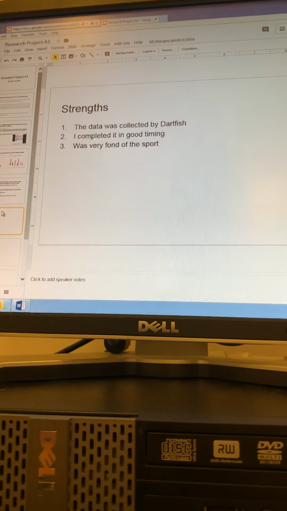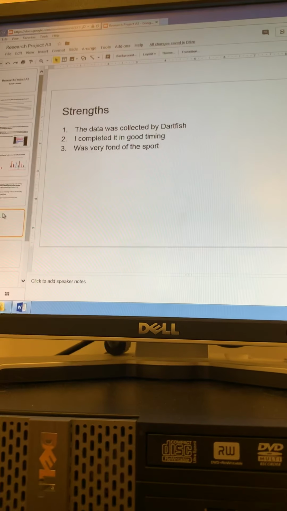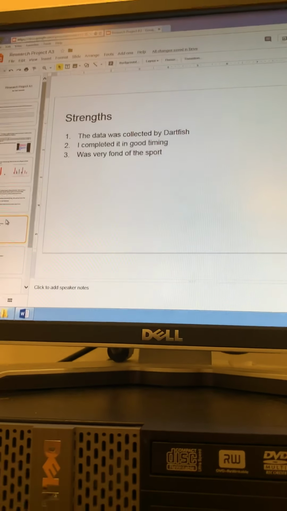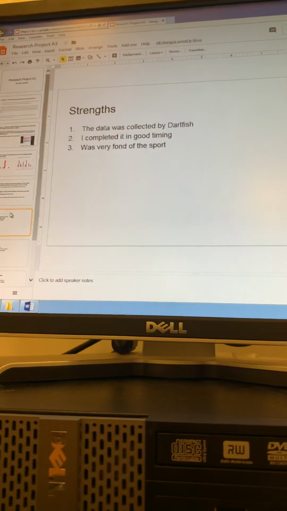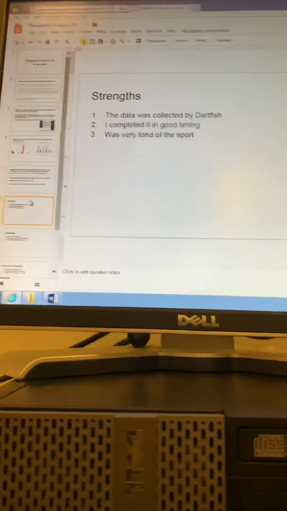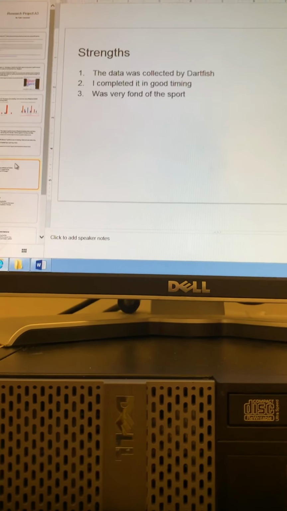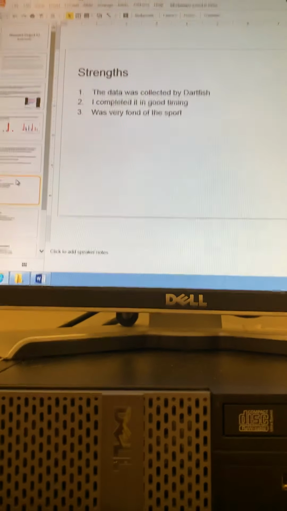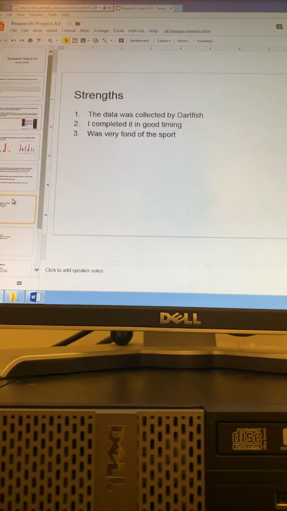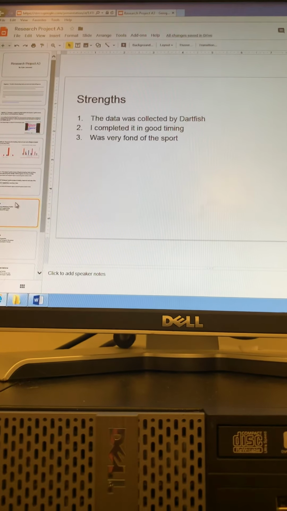Also, completing it in good time allowed me to go back and watch every game a second time, just in a more sped up version, because this made it more accurate and my results more reliable, because it allowed me to get a second chance at looking at all my results, and if I missed anything I could add it in, making my results more reliable and my overall project a lot more reliable.